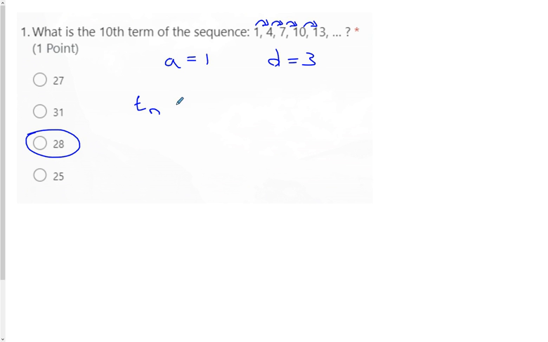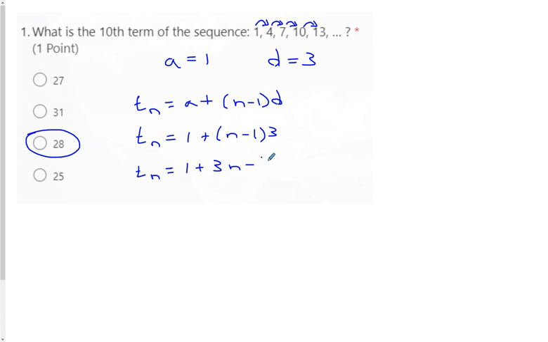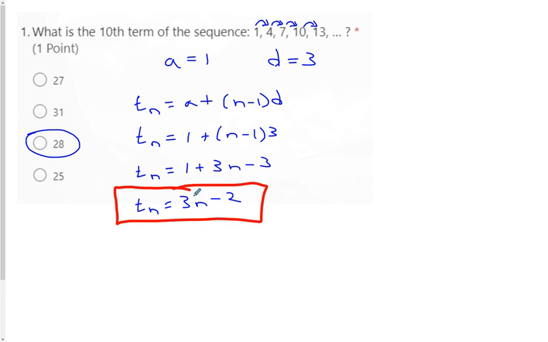I'm going to write my general term for my arithmetic sequence. It looks like this. This is kind of the formula for an arithmetic sequence. And now I'm going to sub in my values for A and for D. So here we go. My A is 1. My D is 3. I'm going to multiply that 3 through the brackets. I'm going to collect my like terms. And there's my general term for this arithmetic sequence.